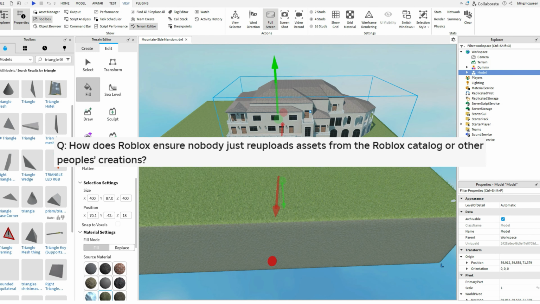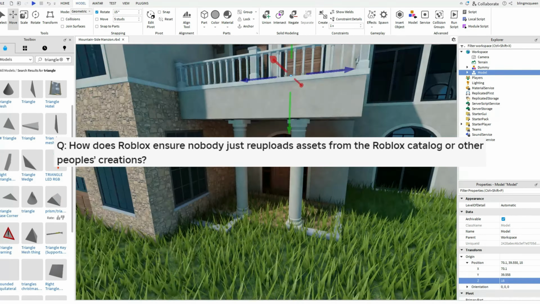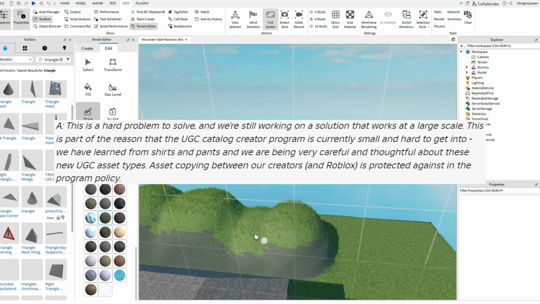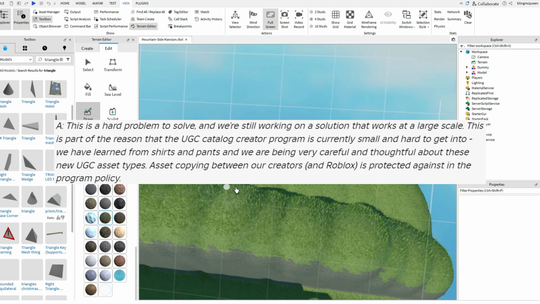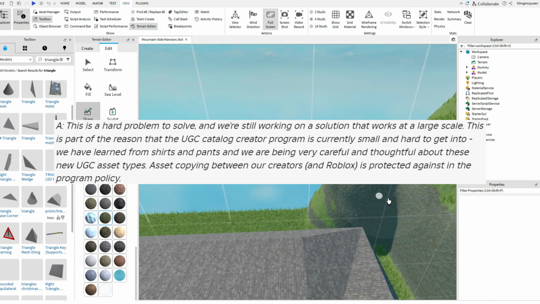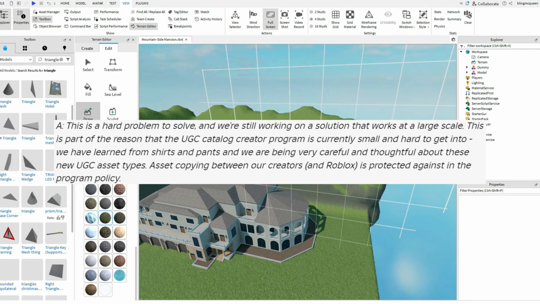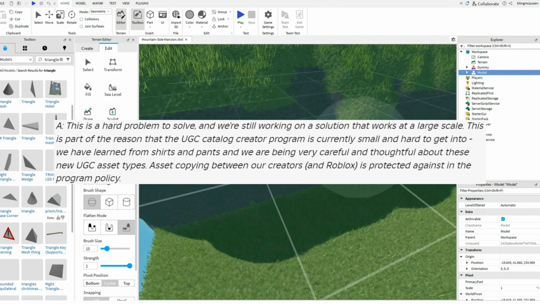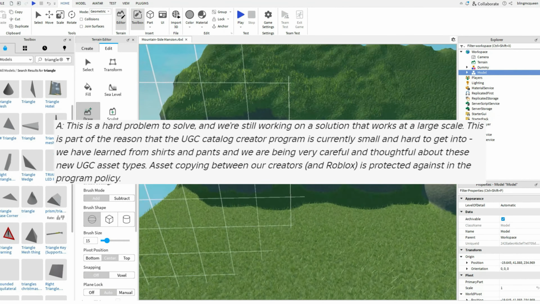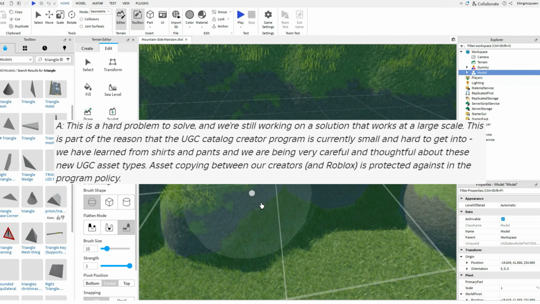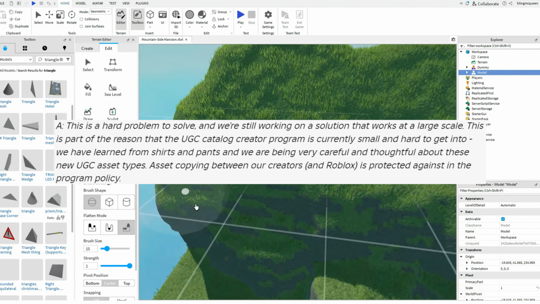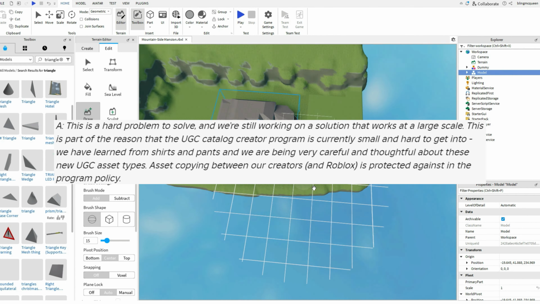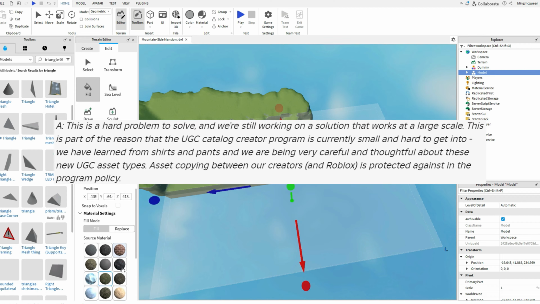Question: how does Roblox ensure nobody just re-uploads assets from the Roblox catalog or other people's creations? Answer: this is a hard problem to solve, and we're still working on a solution that works at a large scale. This is part of the reason that the UGC Catalog Creator Program is currently small and hard to get into. We have learned from shirts and pants, and we are very careful and thoughtful about these new UGC asset types. Asset copying between our creators and Roblox is protected against in the program policy.